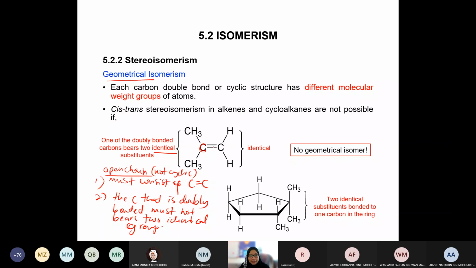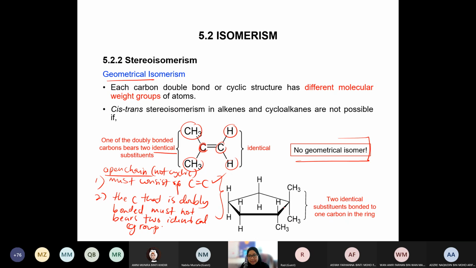Macam ni. Contohnya kan, kita nak identify. Okay, syarat pertama dia pass. Dia ada double bond. How about syarat kedua? Okay, alright, so we check. For this carbon, see, dia bears ataupun it is attached to two same group. Same goes to this one. It is attached to same hydrogen. We have two hydrogen attached to the carbon. So this is not possible. This molecule will not have geometrical isomerism. See? Sebab dia tak obey these two syarat. Okay. This is for open chain.